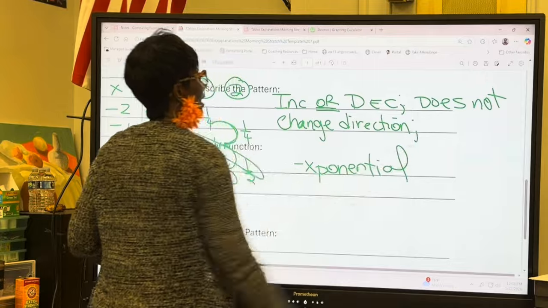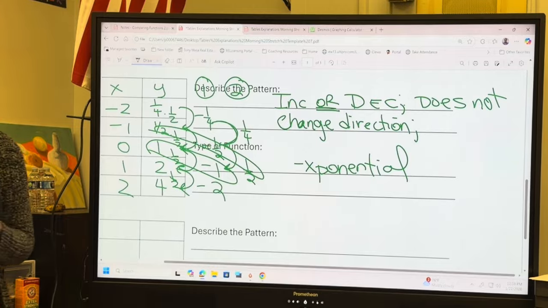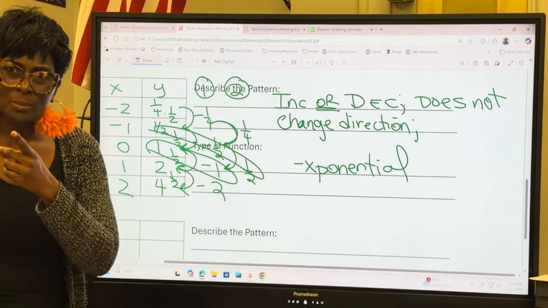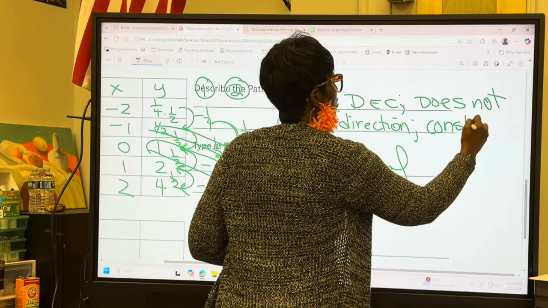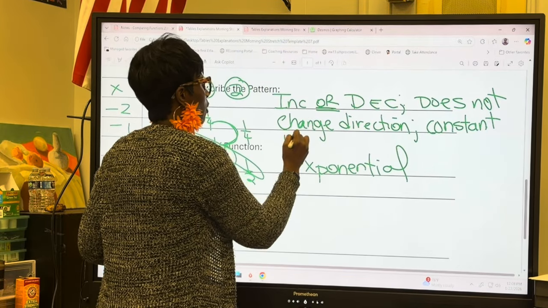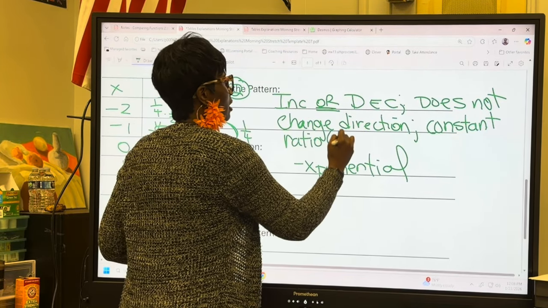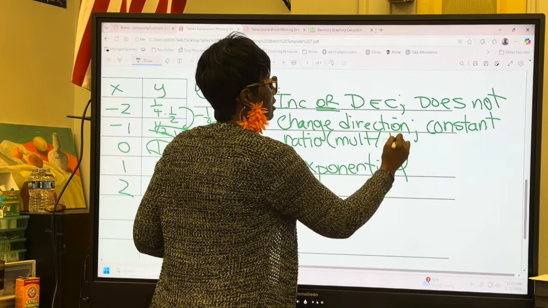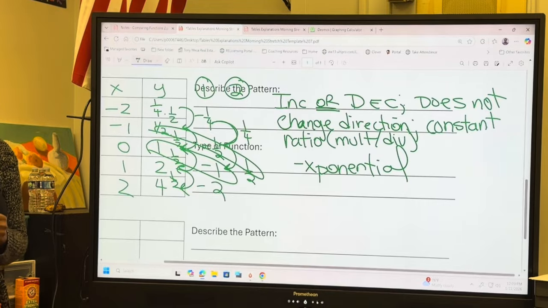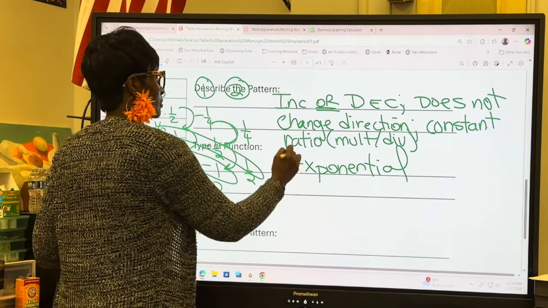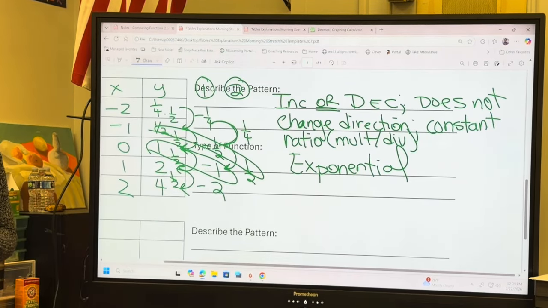And then how did we find it? Mathematically using a table. What did it give us? Constant ratio? A common or constant what? Ratio. We had a constant ratio. And how did we get that ratio? Using multiplication or what? Division. Everybody good there? Any questions? Question? Sure?